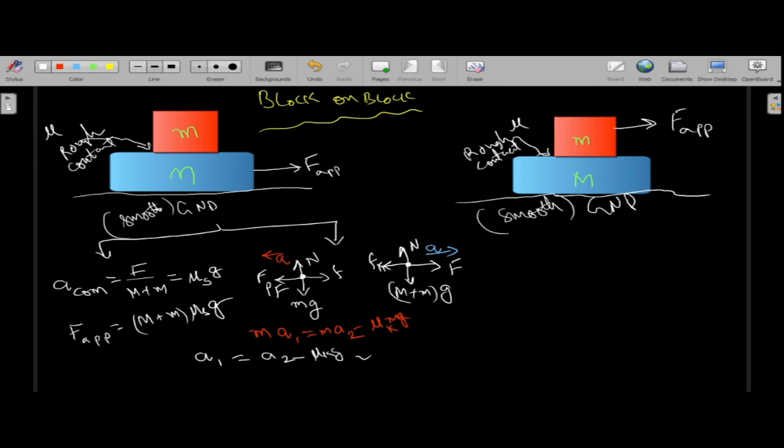Then simply we can prepare it as follows. Upon solving this entire case, the mass of the bottom block is nothing but capital M, and then upon preparing Newton's equation, capital M into A is equal to applied force minus the frictional force. What is the frictional force here? The frictional force is nothing but mu k into small mg. We can write this down, and then upon cross multiplication, we have small a is equal to F minus mu k into small mg by capital M.